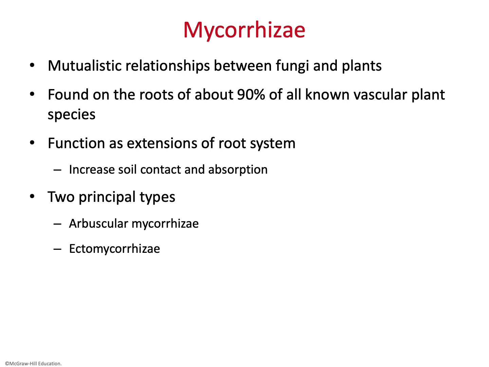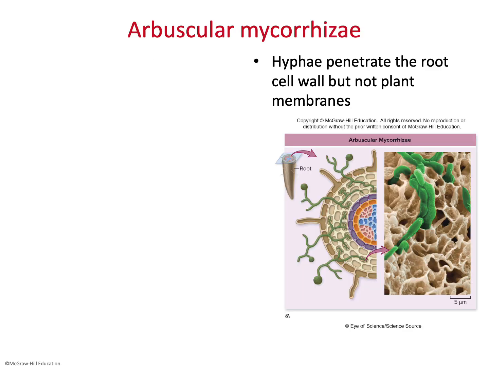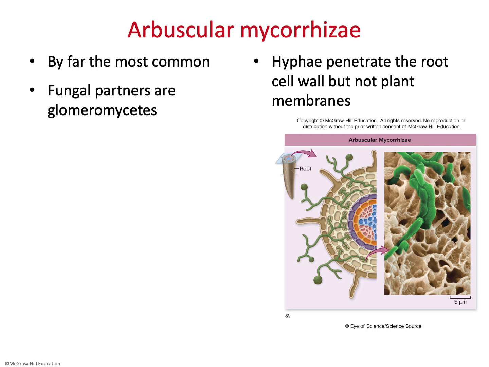There are two types of mycorrhizae. They can be either arbuscular mycorrhizae or ectomycorrhizae. Let's first look into arbuscular mycorrhizae. Arbuscular mycorrhizae are by far more common than ectomycorrhizae, and they are associated with about 80% of all plant species. The fungal partner is always a glomeromycete. These glomeromycetes don't have above-ground reproductive fruiting structures. This obligate symbiotic relationship allows plants to grow in infertile soil. That is one of the benefits.